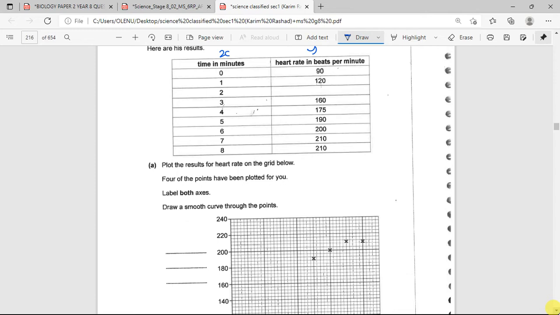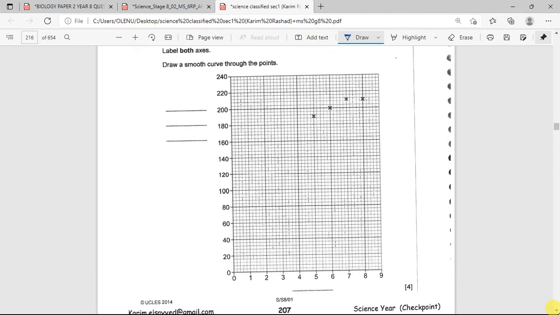So you just come here, you write time in minutes, and here is my heart rate in beats per minute. Always remember to include your units.